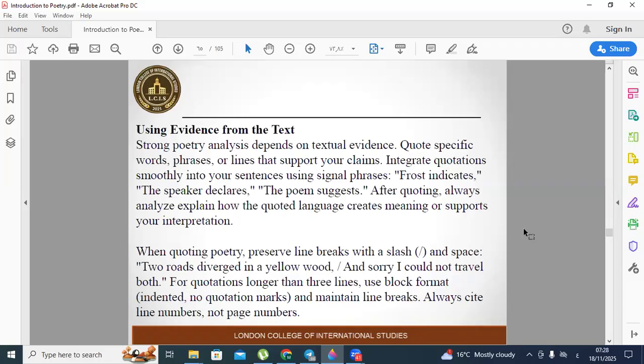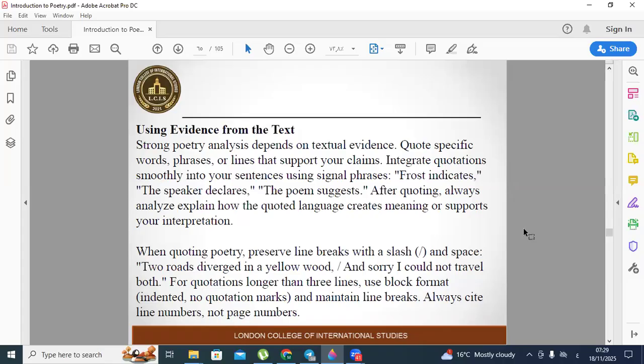Now let's go to using evidence from the text. Strong poetry analysis depends on textual evidence. Quote specific words, phrases, or lines that support your claims. Integrate quotations smoothly into your sentences using signal phrases. Frost indicates, the speaker declares, the poem suggests, after quoting. Always analyze: explain how the quoted language creates meaning or supports your interpretation. Do not just drop in a quote and move on.